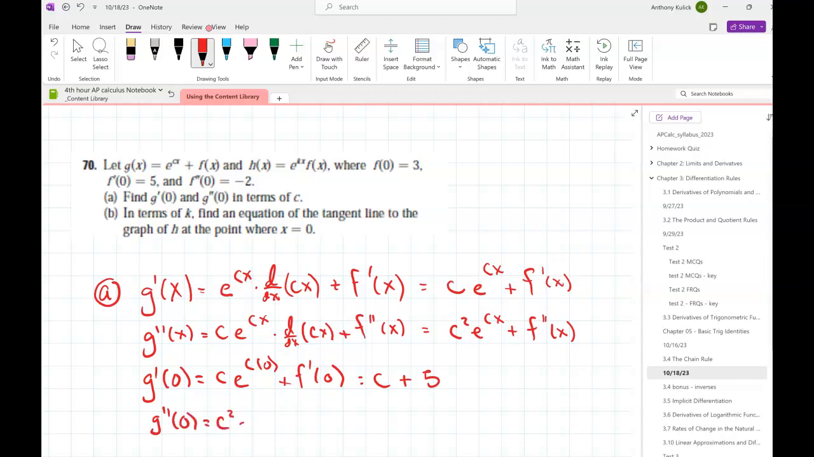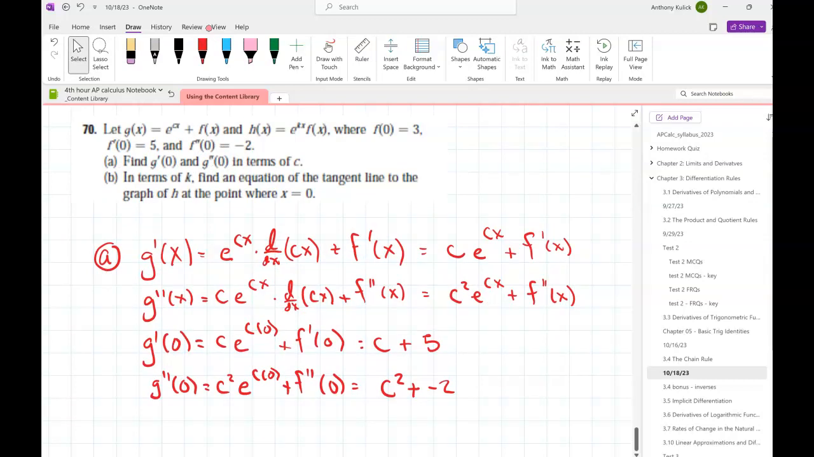And the double prime, so do the same thing. So I have c squared plus, and f double prime of 0 is -2. So there's our answers for part A. Does that feel okay, what we did there?